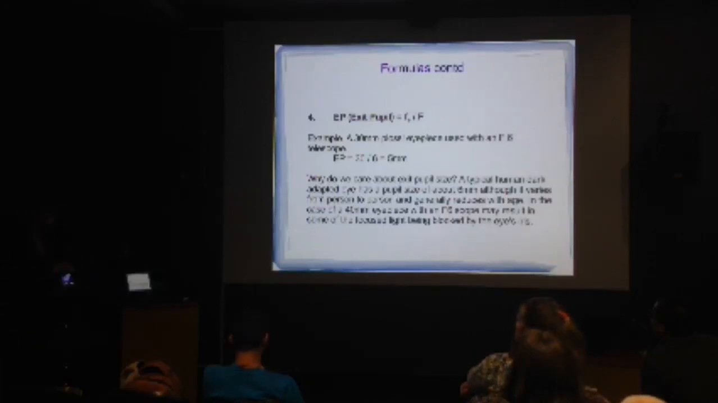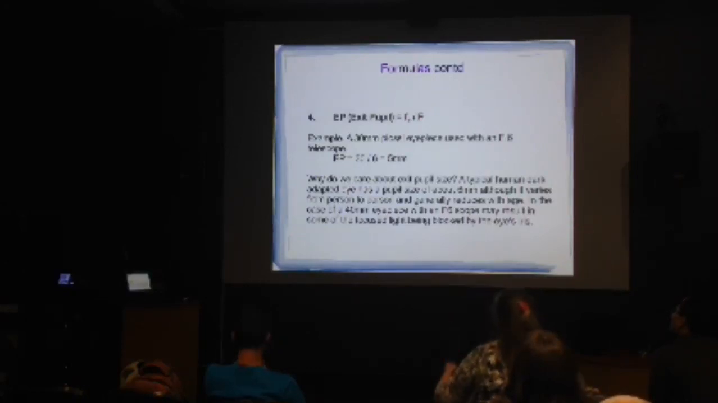Anyway, we've now got how you work out the exit pupil size. That's the focal length of the eyepiece divided by the focal ratio of the telescope. So an example here, a 30mm eyepiece on an f/6 telescope, so the exit pupil will have a diameter of 5 mm.